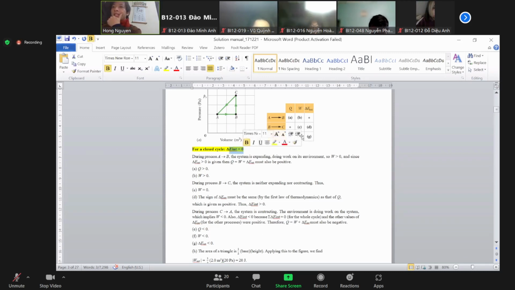So we have negative here for the work, negative for the change in internal energy, then we have a negative sign for the heat also. Okay, now we need to find the net work done by this system.